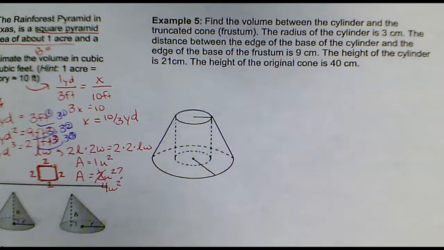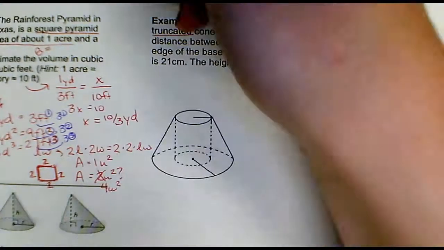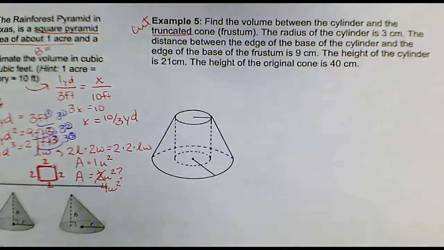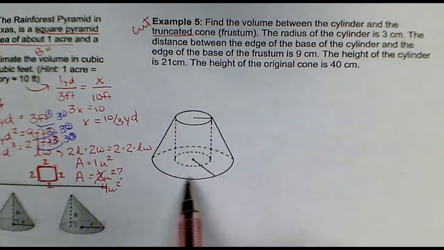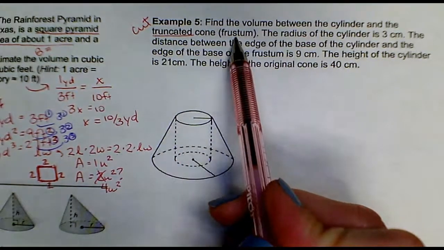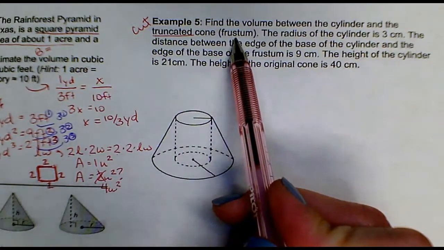So a truncated cone, truncated means cut. So if you're saying something and you're in the middle of the sentence and then all of a sudden you stop in the middle of the sentence, that means to truncate, to cut off. So a truncated cone like this is called a frustum. So it has a name, it's a strange name, but it's called a frustum.